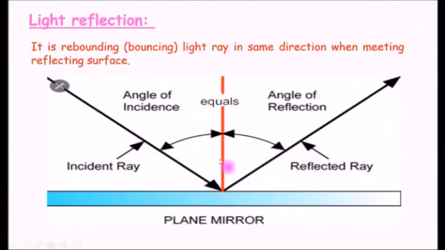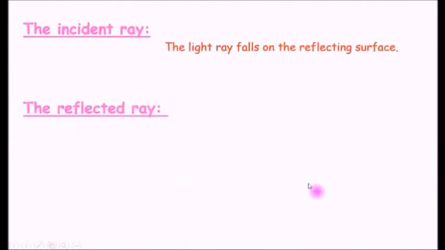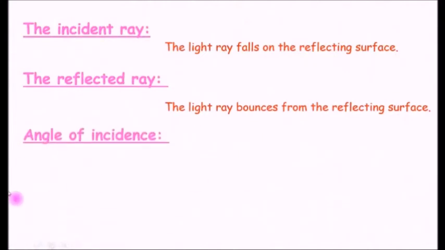And there is a perpendicular line that makes a normal angle with the plane mirror or the reflecting surface, which is called the normal line.